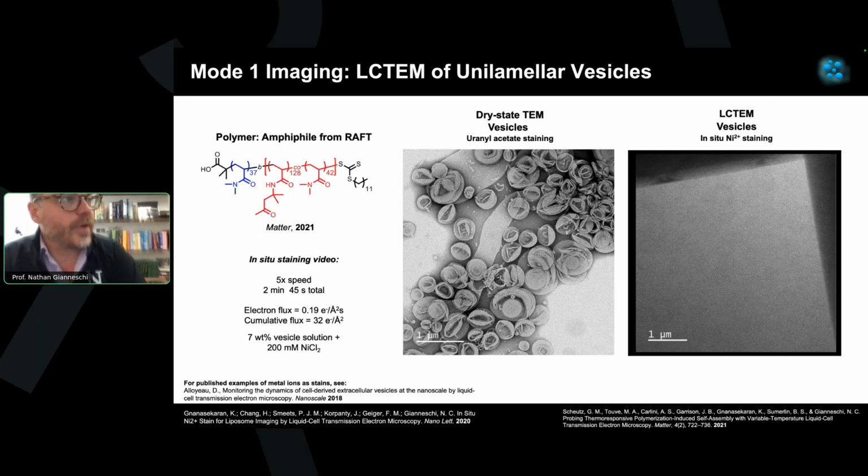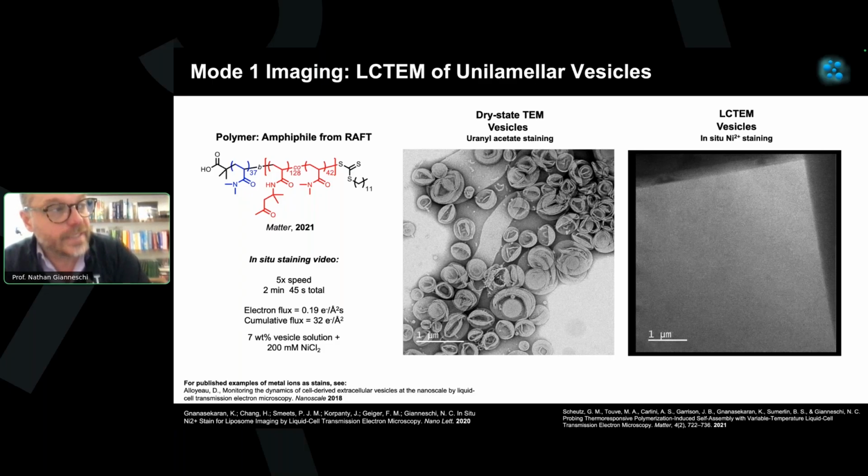This is an example of where we've used an in situ stain. So this is a nickel chloride stain that we use to actually stain these vesicles. On the right-hand side is the liquid cell image or movie that I showed you earlier, purely characterizing them in terms of being, as you can see, fairly nice unilamellar vesicles.